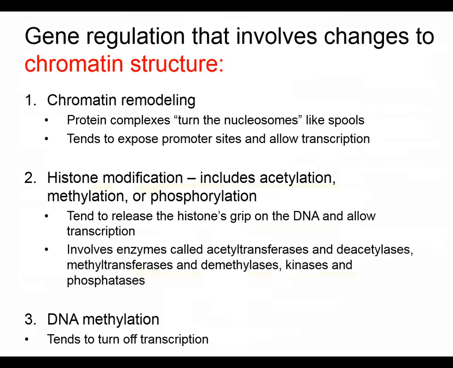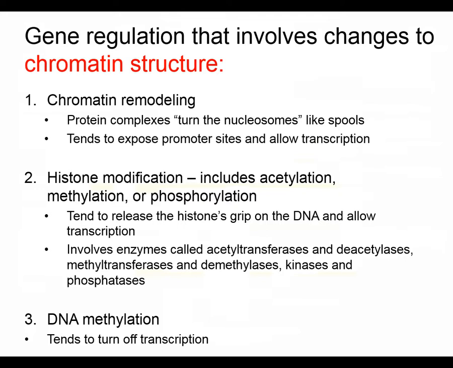So we have something in biology we call chromatin remodeling. You know a little bit about nucleosomes. Those are the histone octets that have two wraps of DNA around them. And what happens during chromatin remodeling is there are certain protein complexes that basically twist the nucleosomes, and I think it's kind of like turning a spool of thread. It's just a rotation that causes the DNA to unwind on one side of the nucleosome and wind up on the other side.